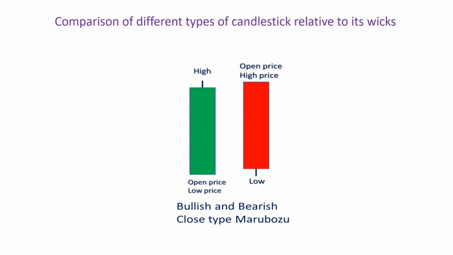This is what they call bullish and bearish close type Marubozu. That's again a very strong candle, and in this candle, for the bearish, open price and high price are at the same level. For the bullish, open price and low price are at the same level. Now in these two candles we have a very small price rejection at the close price.